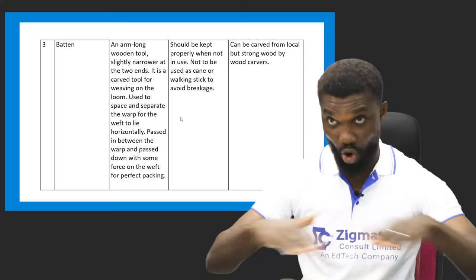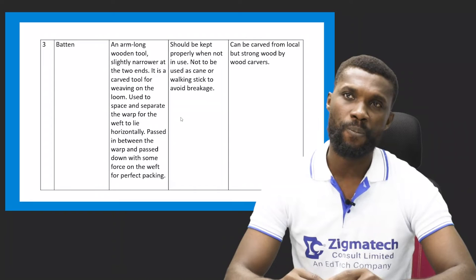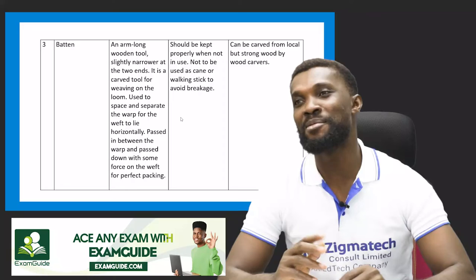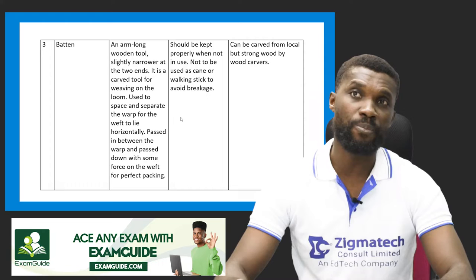Now it should be kept properly when not in use, and not used as a cane or walking stick, to avoid what? Damage. Most times, if you keep these things where children are, they might just see them and start playing with them. So you really need to avoid that. After using the batten, you keep it properly to avoid damage.